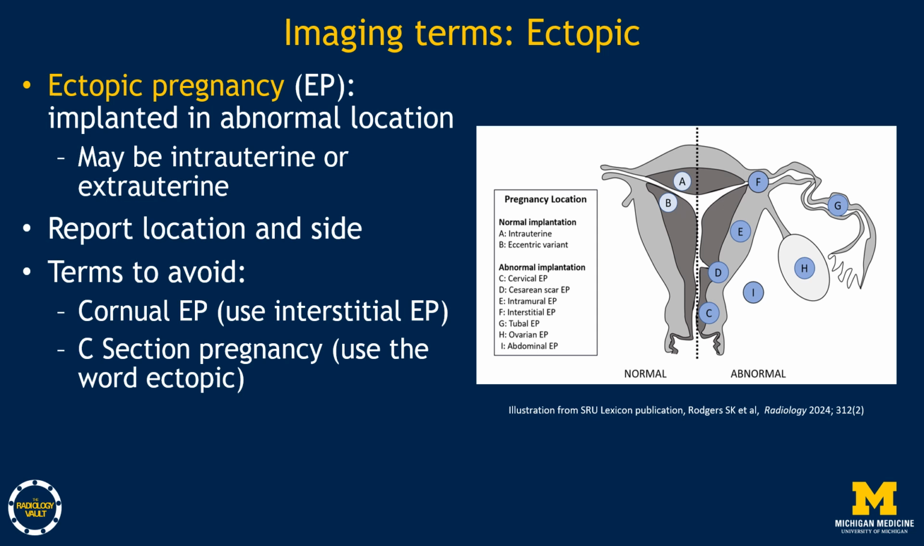Whenever we talk about ectopic pregnancies, we're going to report the location and the side, and again, we'll avoid those terms cornual ectopic, instead use the term interstitial, and C-section pregnancy, because we want to use the word ectopic to show that this is not in an appropriate physiologic location.